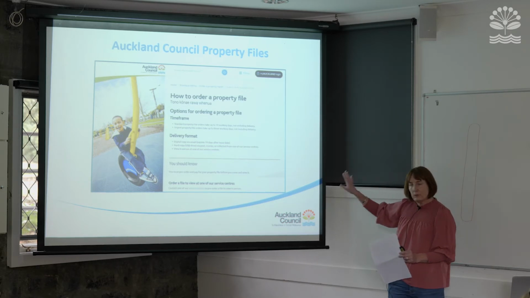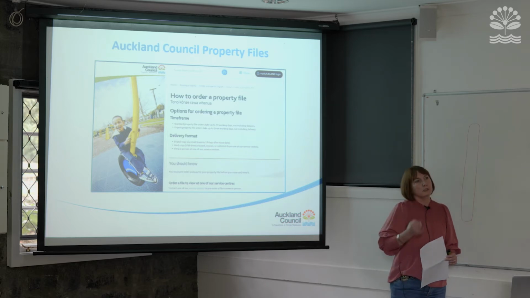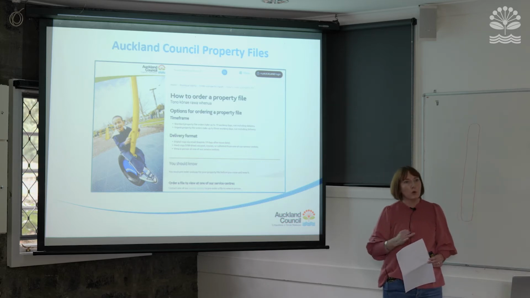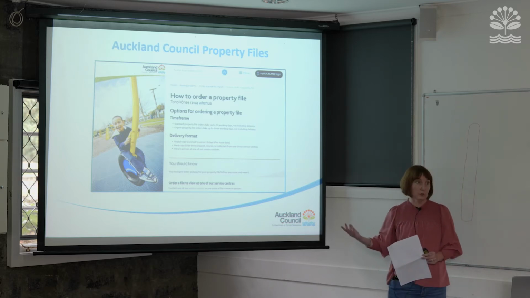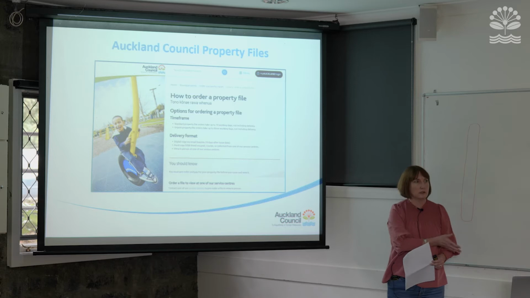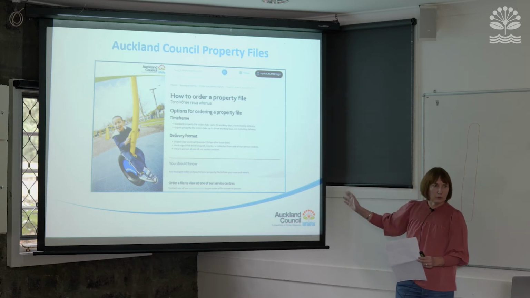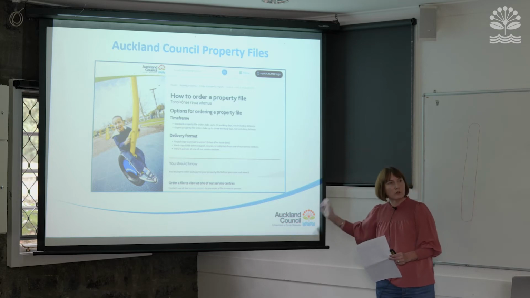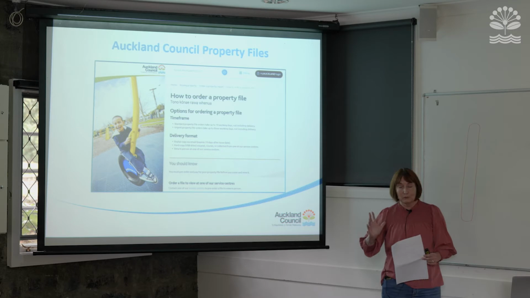It's there on this website, which I've got a picture of here. It gives you the difference between a LIM and a property file. A property file will give you all the information that the council knows about the property. A LIM tells you about the land that it sits on. But essentially, everything the council has about your property, in theory, should be on this file. If it isn't there, then we may be able to help you.